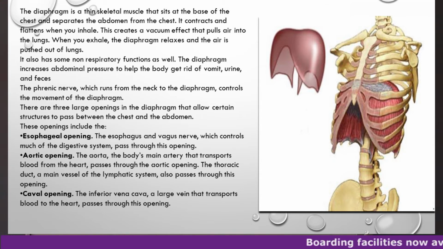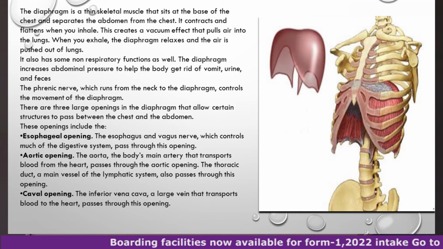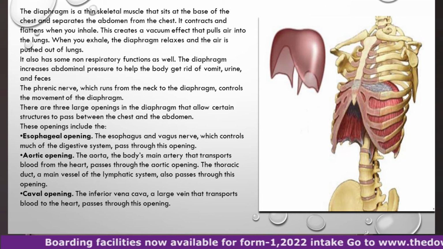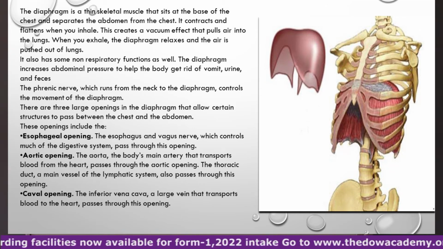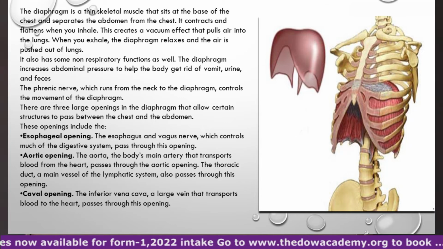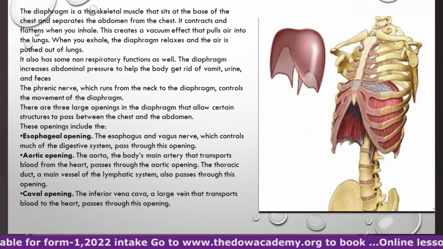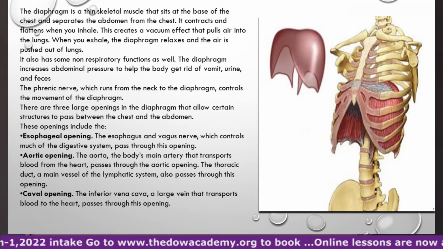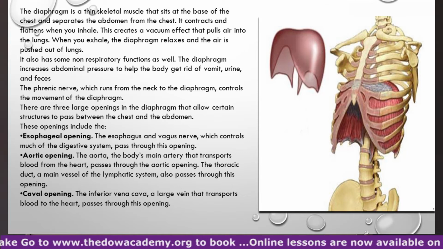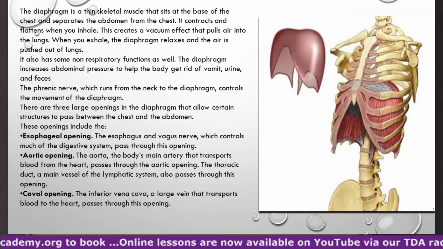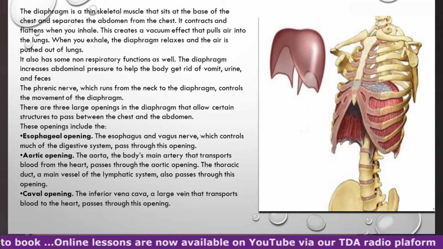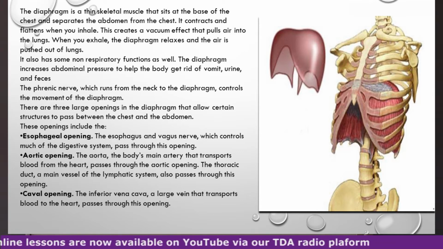Now, in our next slide, it will clarify the statement that we have here. It also has some non-respiratory functions as well. The diaphragm increases abdominal pressure to help the body to get rid of vomit, urine, and feces. Now, the phrenic nerve, which runs from the neck to the diaphragm, controls movement of the diaphragm. There are three large openings in the diaphragm that allow certain structures to pass between the chest and the abdomen.